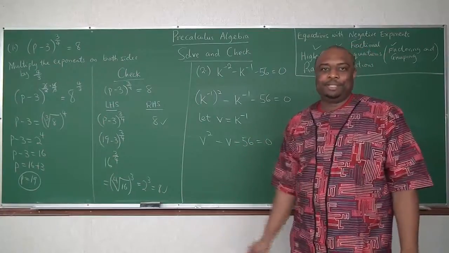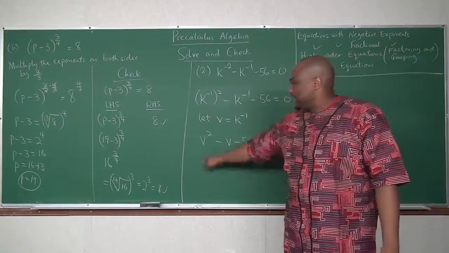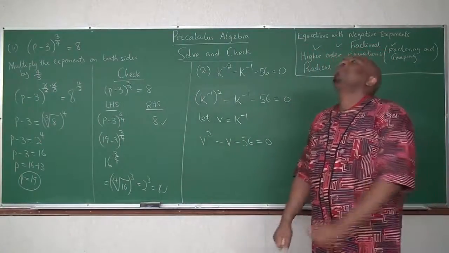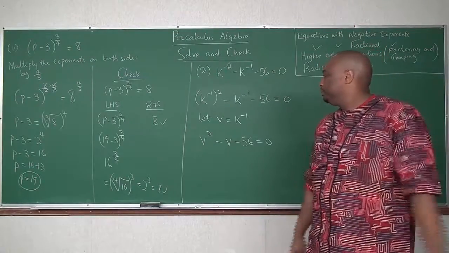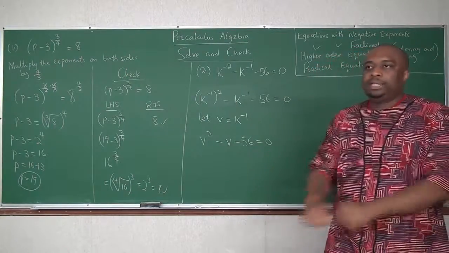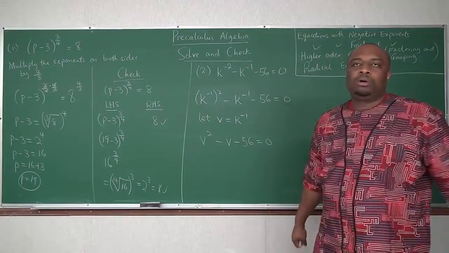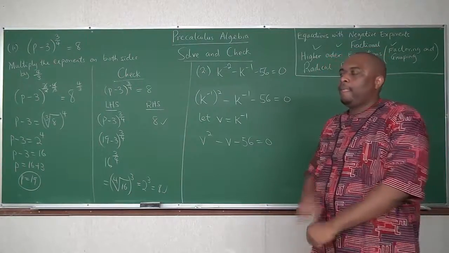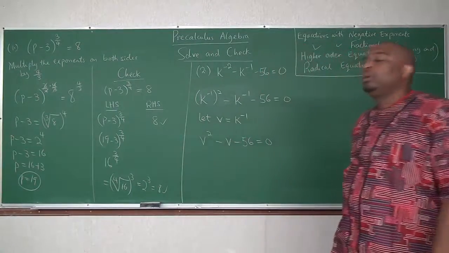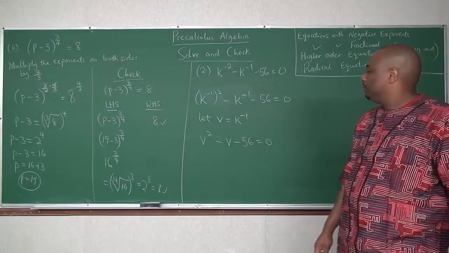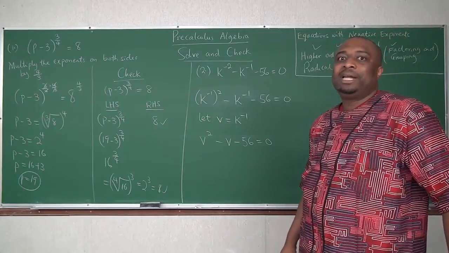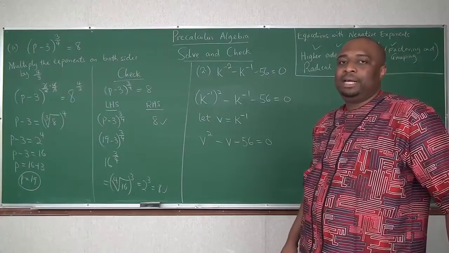So to make this easier for us, negative 56 times 1 is negative 56 for the v squared equation. Okay? 1 and negative 56 will not work. Negative 1 and 56 will not work. 2 and negative 28 will not work. Negative 2 and 28 will not work. 3 will not work. 4 and negative 14 will not work. Negative 4 and 14 will not work. 5 will not work. 6 will not work. 7 and negative 8 will work.